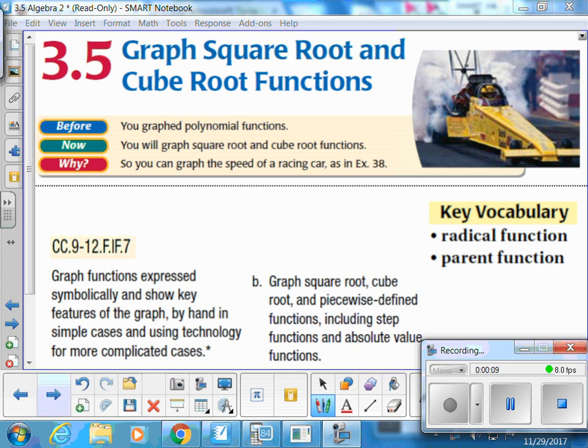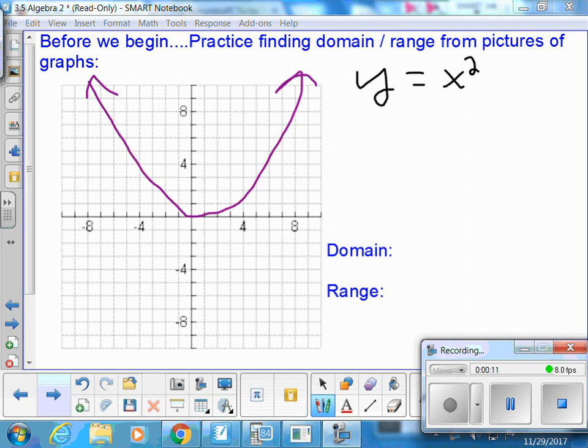Our first few examples are simply trying to figure out the domain and the range from a picture. So my first picture is a what? What is this picture? Parabola. What chapter did we learn about parabolas? Chapter 1. You got to start remembering the old days because the midterm's coming. So this is chapter 1.